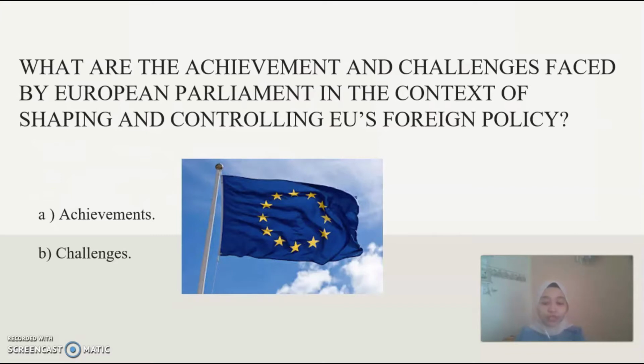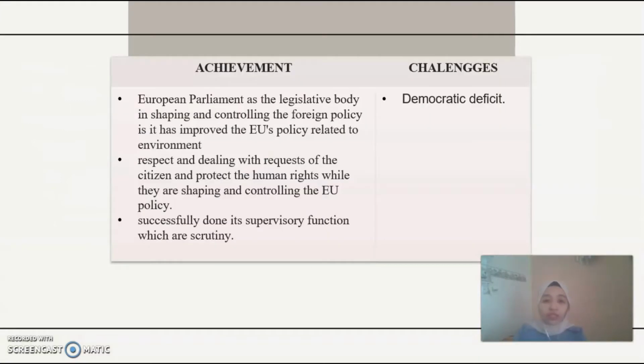So, what are the achievements and challenges faced by EP in the context of shaping and controlling EU foreign policy? There are two. So we go to the achievement first. The achievement of the European Parliament as the legislative body in shaping and controlling of the foreign policy is it has improved the EU policy related to the environment. The second achievement is respect and dealing with requests of the citizen and protect the human rights while they are shaping and controlling the EU policy. And the third achievement is successfully done its supervisory function, which is the scrutiny.